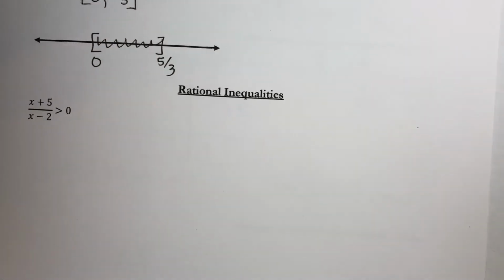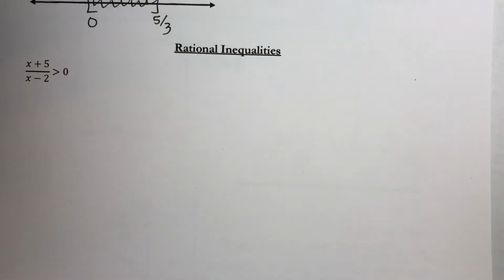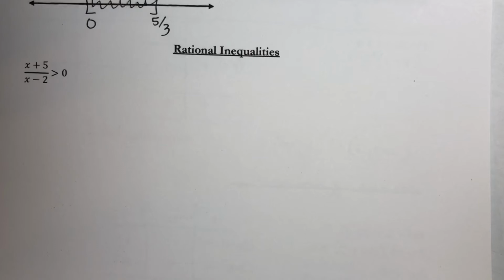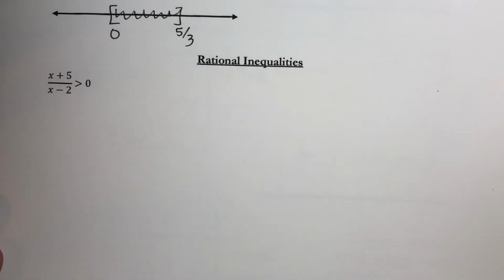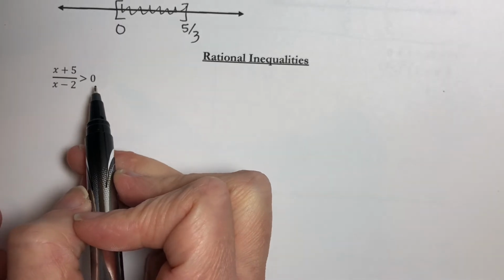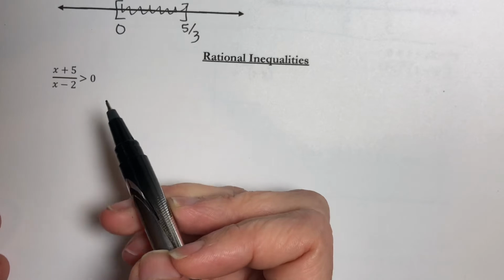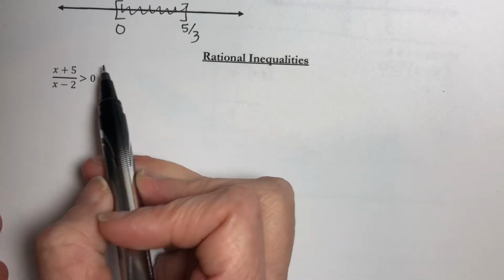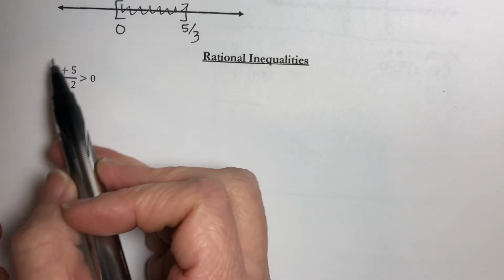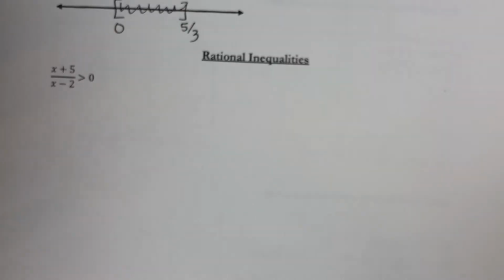Okay, now let's go into rational inequalities. These are different, but they are very, very similar. We still want to have a 0. You also need to make sure that you only have one fraction. That means if this number is not a 0 and you need to move something over to the other side, you're going to have to get a common denominator and combine them.